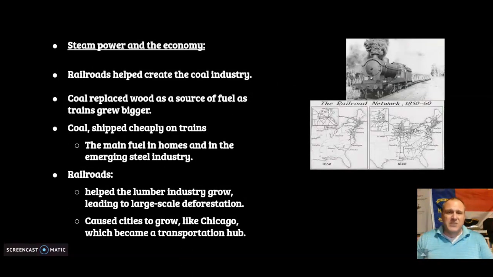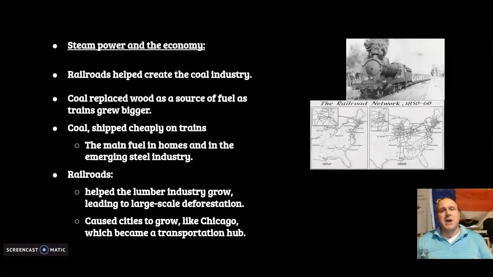The train essentially helps create the coal industry. They are using coal now. They're done using wood, because after they used all that wood and deforested all those areas, that's it. We needed another source of fuel, and coal is it. So as trains get bigger and faster, coal is shipped cheaper. It's mined cheaper. It's fueling things in homes. It merges with the steel industry. The lumber industry grows. Cities grow. Chicago and New York become transportation hubs in the United States.